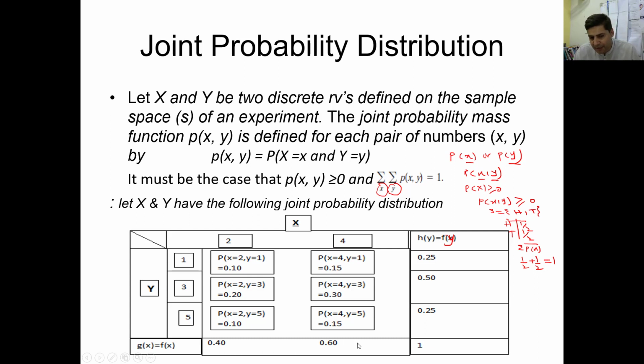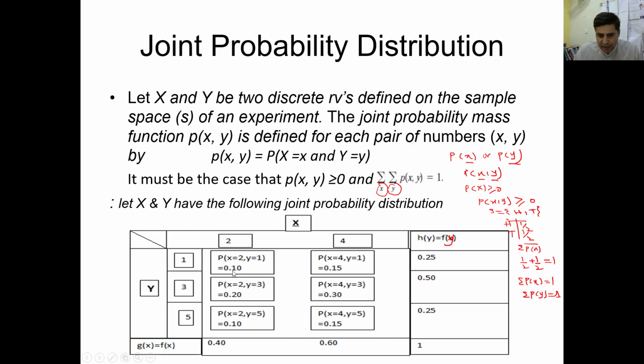So the total probability of x, I already mentioned this in the simple example of the single probability distribution. The single probability distribution will always be equal to 1. So the summation of px will always be equal to 1, and the summation of py will always be equal to 1. Normally we denote this for px with gx, and for py with hy.